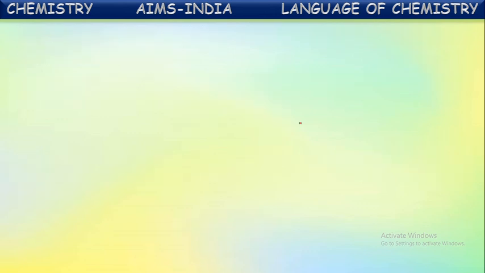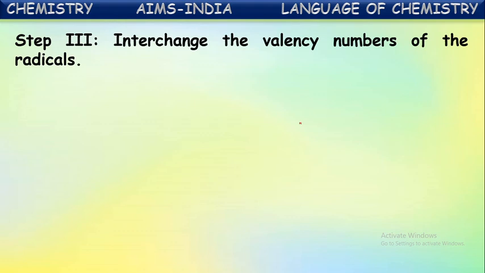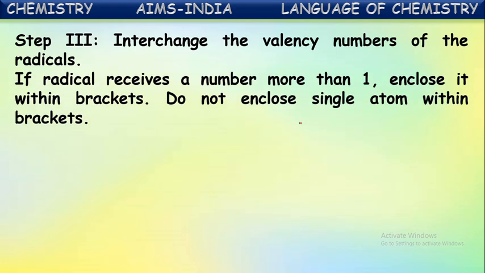Next we go to the third step. In the third step, we interchange the valency numbers of these radicals. If a radical receives a number more than 1, that radical should be enclosed in brackets before writing this number. Do not enclose single atoms within brackets. See here, we write this 2 at the bottom of the NH4 ion. This radical has more than one atom and it is getting a number more than 1. Then this NH4 should be kept in brackets before writing this 2. And here it is getting 1. As it is 1, there is no need to keep it in brackets.